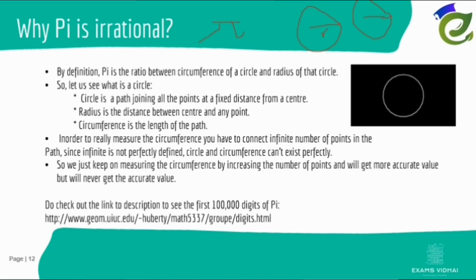If you ever wondered what the real value of pi is, just go and check out this link. The website has the first 100,000 digits of pi and it keeps on going. You will keep on adding the numbers, you will never reach the end. That's why pi is irrational.